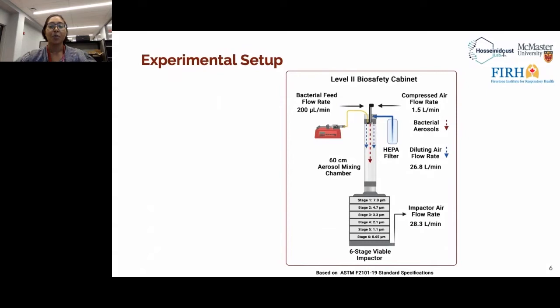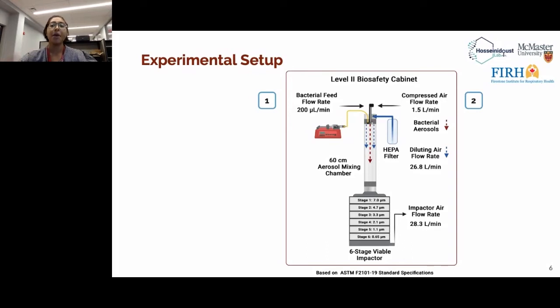So, to provide a bit more detail, the full experimental setup can be seen here, which has been designed in accordance with the ASTM F2101-19 standard specifications. Specifically, the bacterial suspension is delivered to the atomizer at a feed flow rate of 200 microliters per minute. At the same time, high-velocity airflow is supplied to the atomizer at an airflow rate of 1.5 liters per minute.